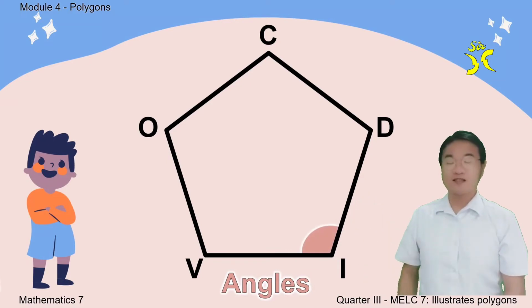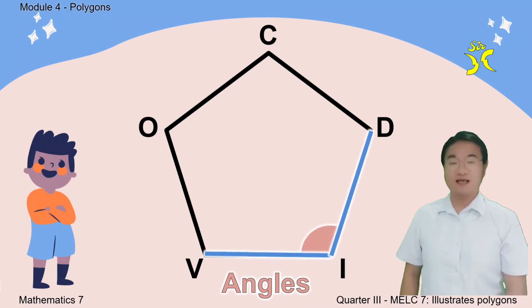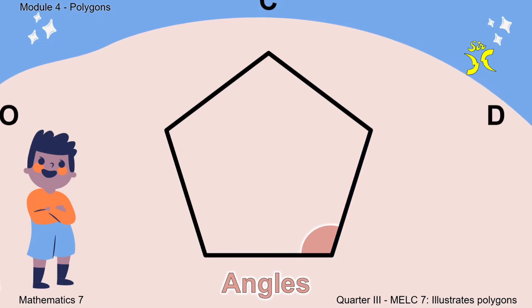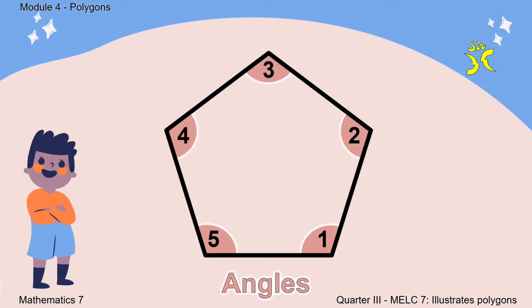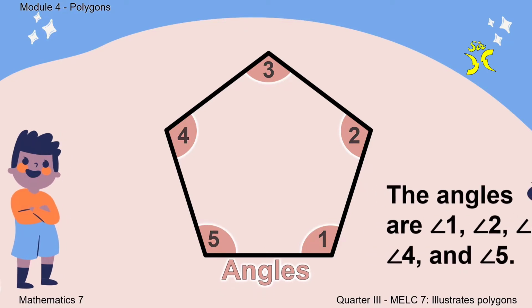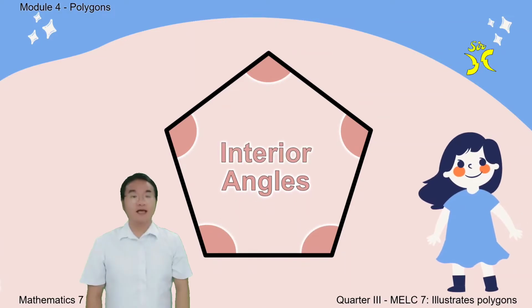The angles are the space determined between two adjacent sides that meet at a common vertex. These two sides form an angle VID. In this case, the angles are 1, 2, 3, 4, and 5. Thus, the angles inside are called the interior angles.